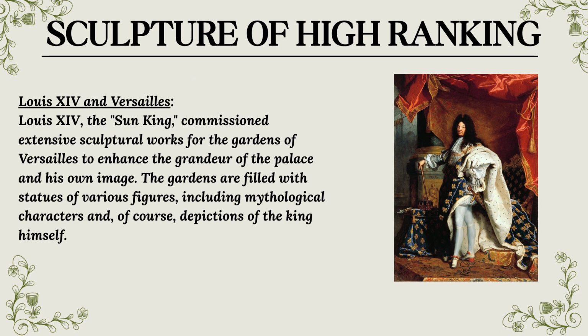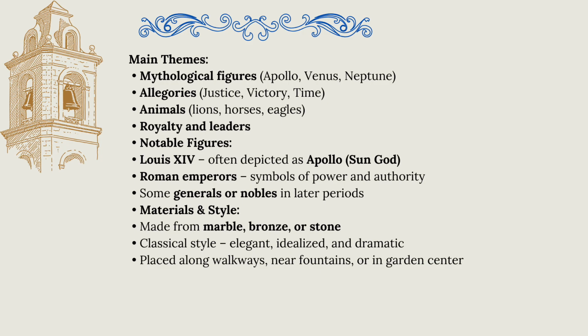For the main themes in the French garden: mythological figures such as Apollo, Venus, and Neptune. Allegories: justice, victory, time. Animals: lions, horses, and eagles, for loyalty and leadership. Noble figures: Louis XIV often depicted as Apollo or the sun god. Roman Empire: symbol of power and authority. Some genres became more noble in the later period. Materials and style: made from marble, bronze, or stone. Classic style: elegant, idealized, and dramatic.